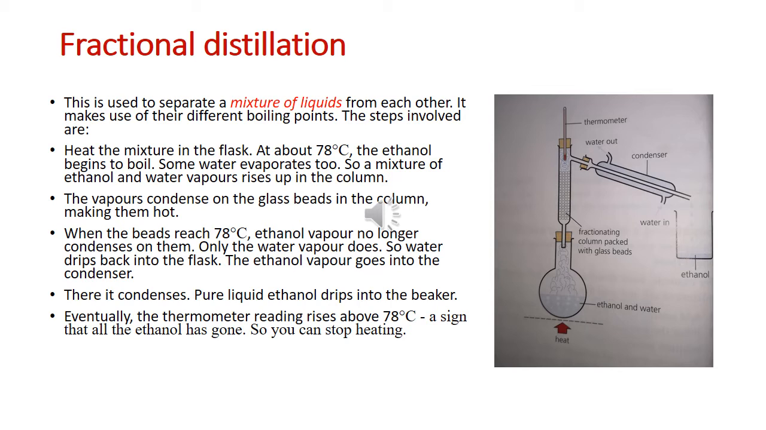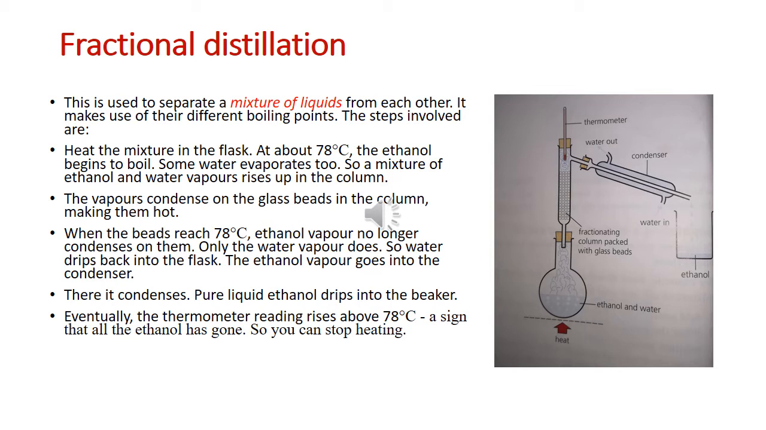When the beads reach 78 degrees Celsius, ethanol vapor no longer condenses on them. Only the water vapor does, because water boils at 100 degrees Celsius, as we all know. So water drips back into the flask, but the ethanol vapor goes into the condenser. In the condenser, it condenses. Pure liquid ethanol drips into the beaker.